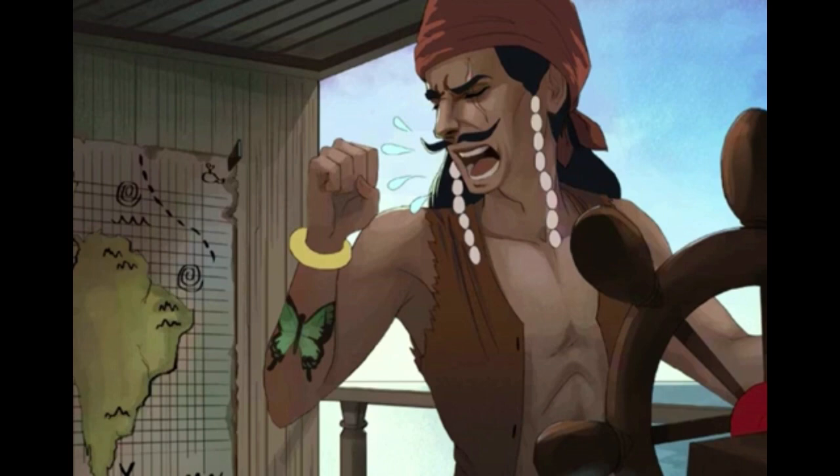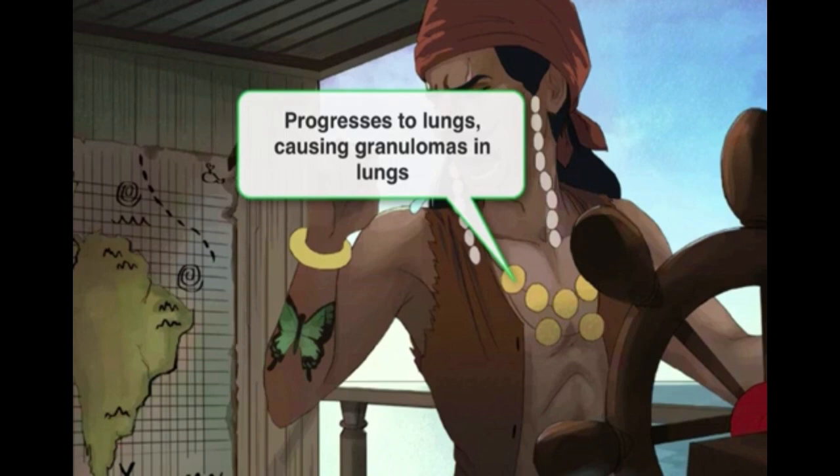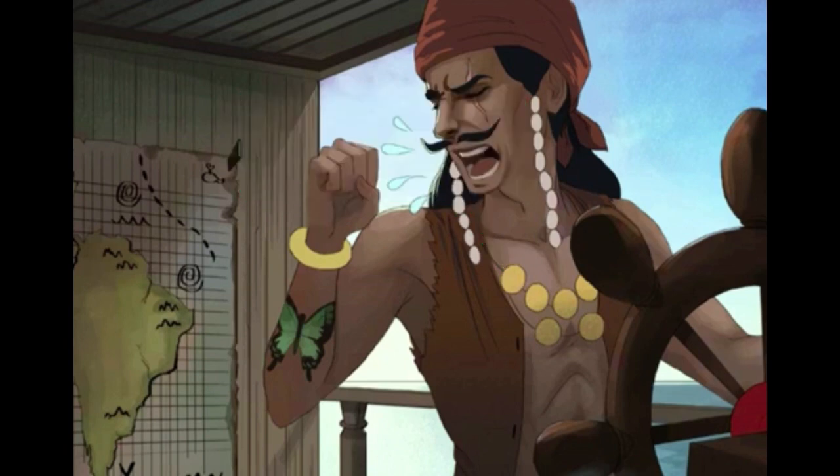To demonstrate this progression to the lungs, the pirate has big circular medallions hanging from his necklace, overlying his lungs. These medallions should also remind you of the granulomatous nature of the disease, and these granulomas you should expect to see in the lungs.